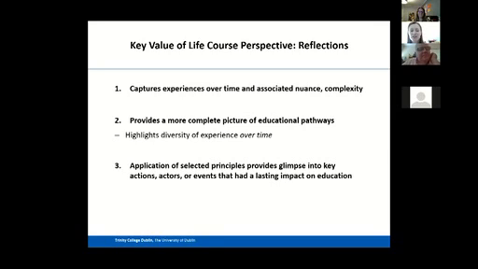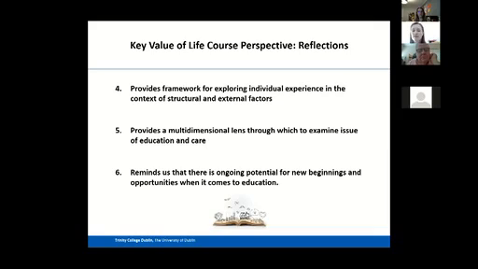At the end of my PhD, I felt like the life course perspective as a framework really helped to capture the experiences, or it provided me with a framework for capturing the experiences and the diversity of experiences of the young people that I spoke to, and it allowed me a way of digging into the complexity of their experience and highlighting the diversity of that experience as well. By applying some of those principles like linked lives and agency, I was able to get a really in-depth look at the role and the impact that various actors or actions played over the course of people's educational pathway and their educational timeline. It gives you this framework for looking at how, there's my timer now, this is my last slide.